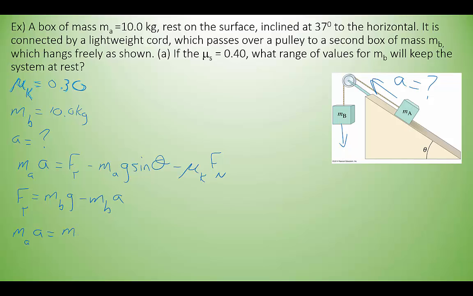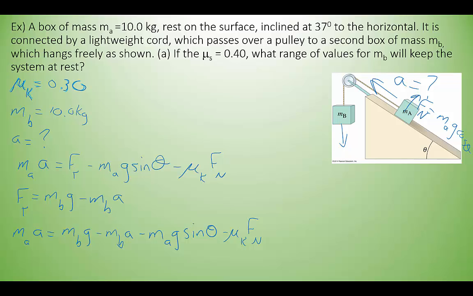and we end up with MAA is equal to MBG minus MBA minus MAG sine theta minus mu sub k Fn. We solve for the acceleration, and of course remembering that our Fn, our normal force, is equal to MAG cosine theta. We can plug that in as well.